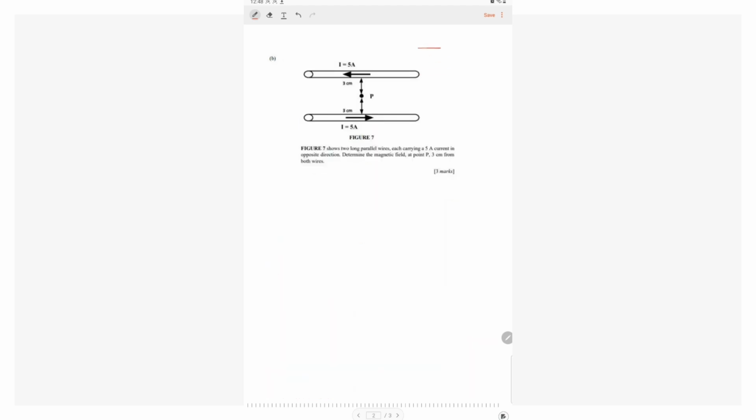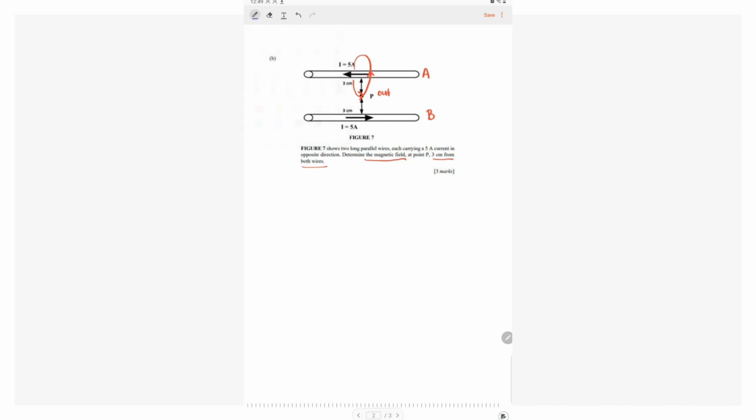Soalan B, kita ada 2 long straight wire. Saya labelkan dia A dengan B. Kedua-dua wire ini currentnya adalah 5 ampere. Okay, dan kita perlu cari magnetic field at point P 3 cm from both wires. Okay, sebelum tu kita tentukan arah magnetic field untuk conductor A. Okay, kita masih gunakan right hand grip rule. Thumb finger kita ikut arah current ke kiri. Okay, ke kiri. Maka dekat sini dia adalah out of page untuk A.